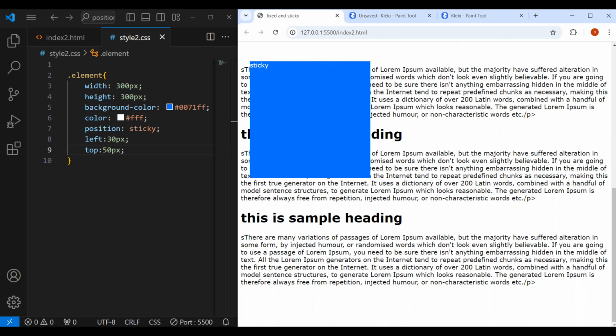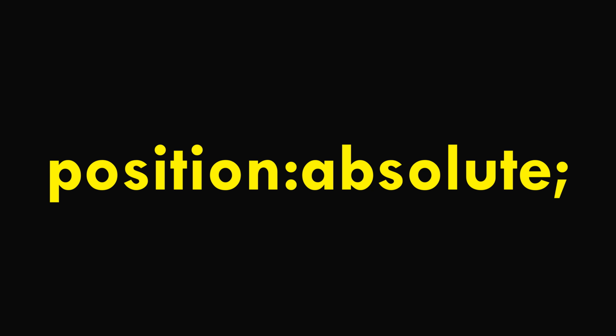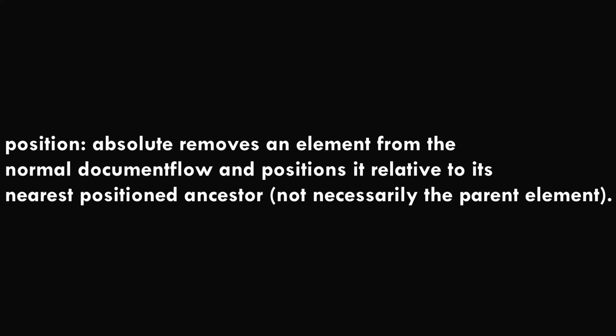Now finally let's talk about an important value, that is position absolute. Now what is position absolute? So guys, position absolute means the element will be removed from the document flow. Next, the element will be placed as per its nearest parent container, or if it doesn't exist, it will consider the browser window.